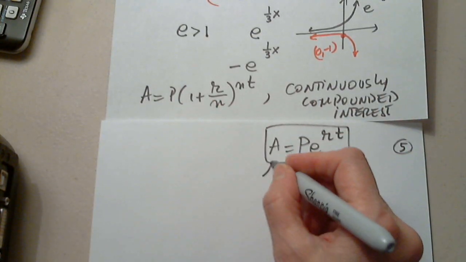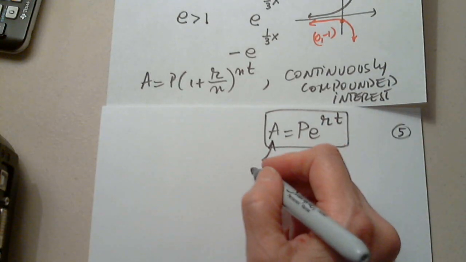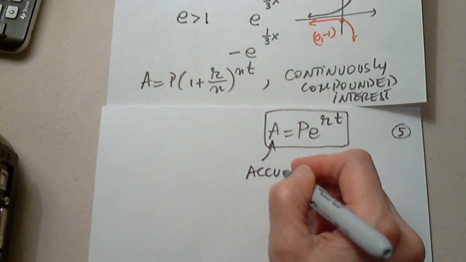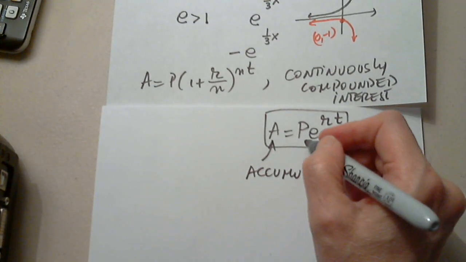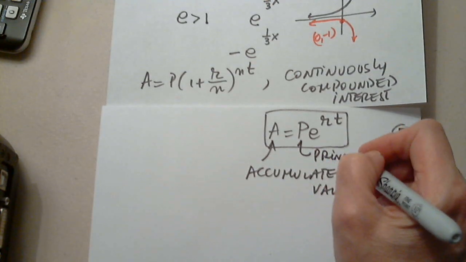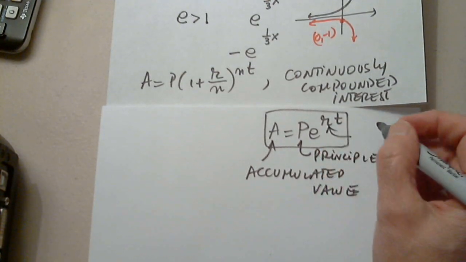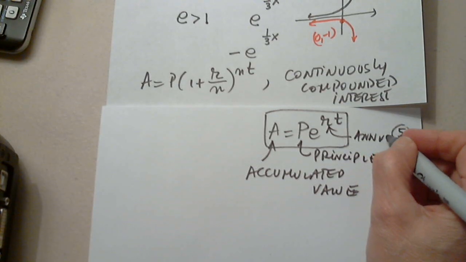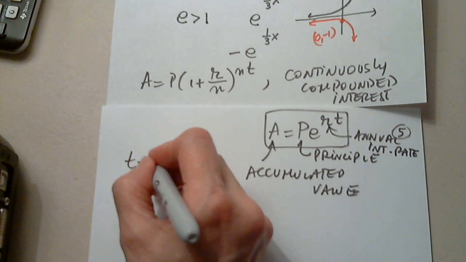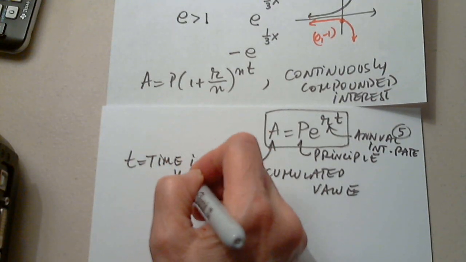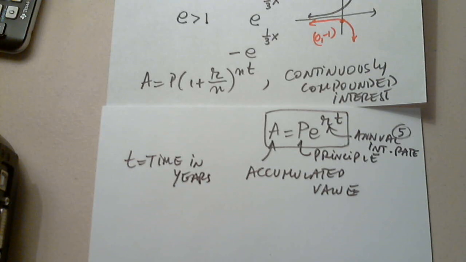All the information is the same. All the letters represent the same thing. A, accumulated value. P, principal, of course. r, annual interest rate. And t, time in years. All are the same. So now let's choose an example and let's apply the formula.